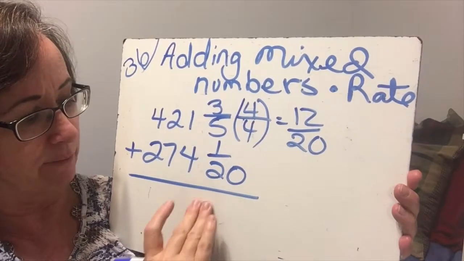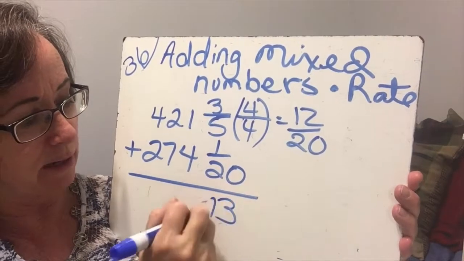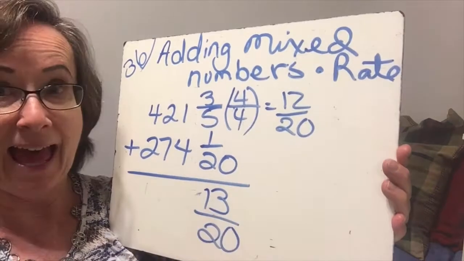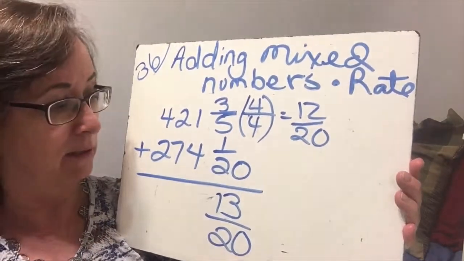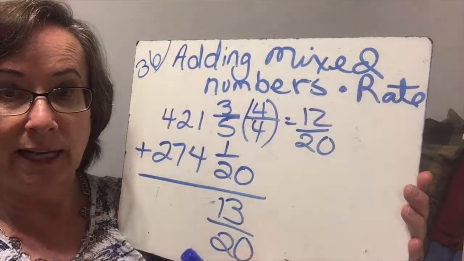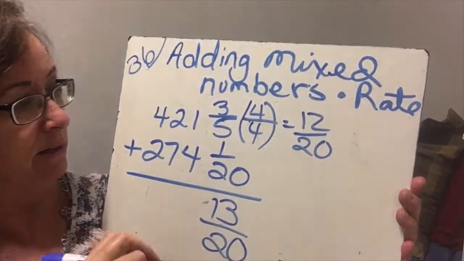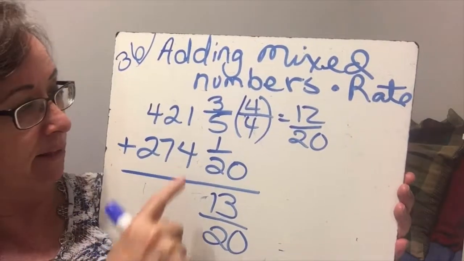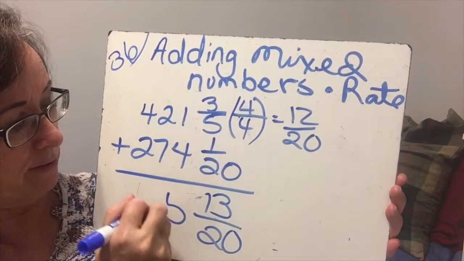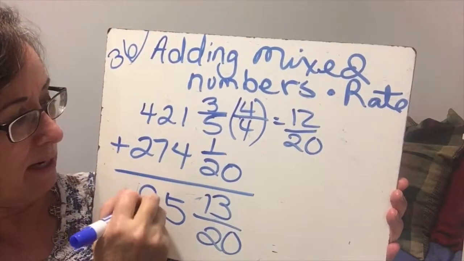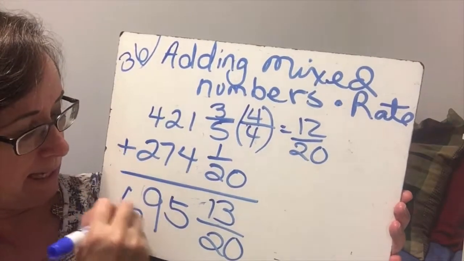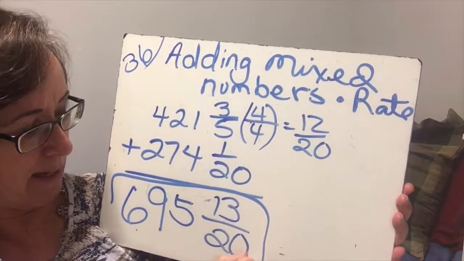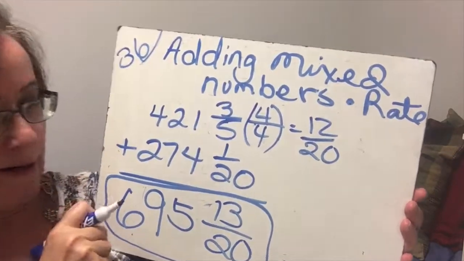Well, that doesn't look like a very good 13. 13 over 20. Now that is a proper fraction. The denominator is bigger than the numerator. So I'm not going to have to carry anything over. 1 plus 4 is 5. 2 plus 7 is 9. 4 plus 2 is 6. And we have our answer.